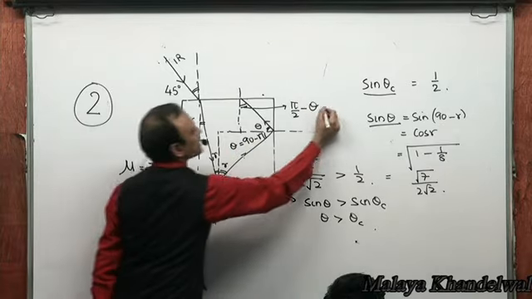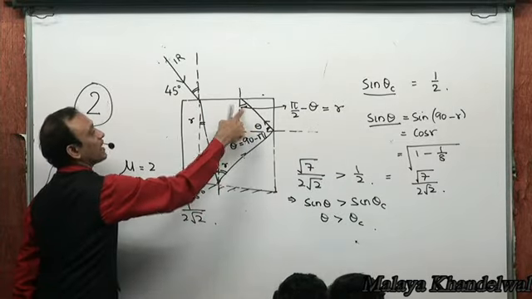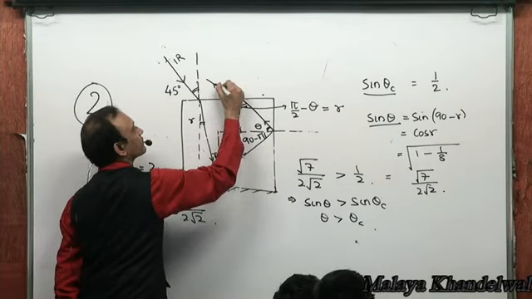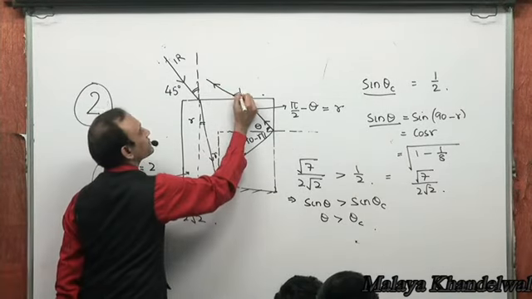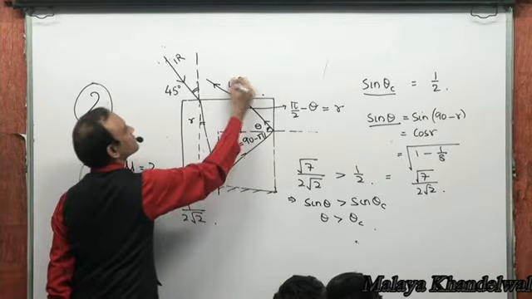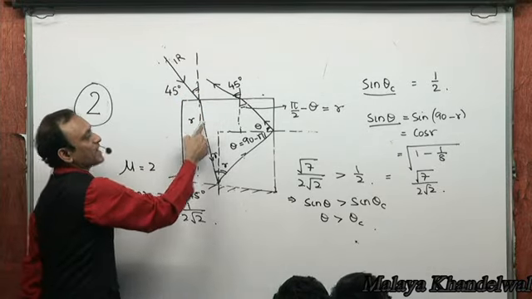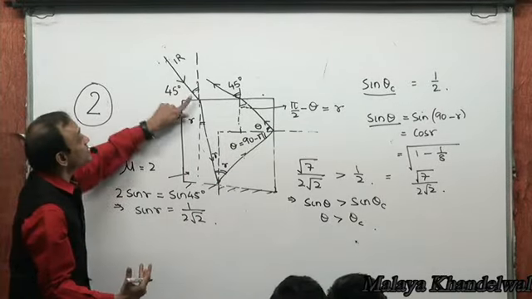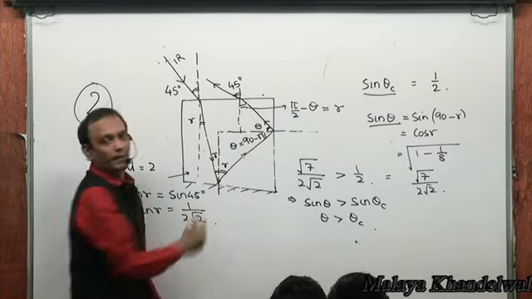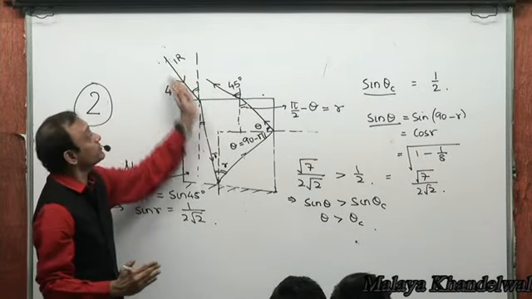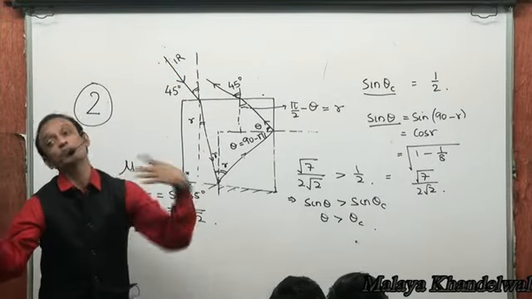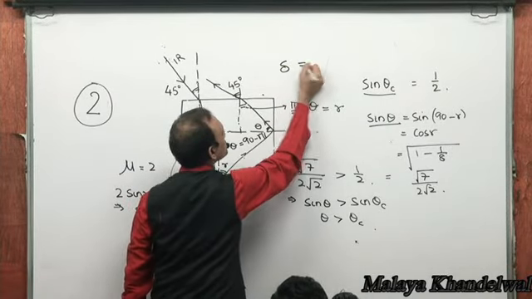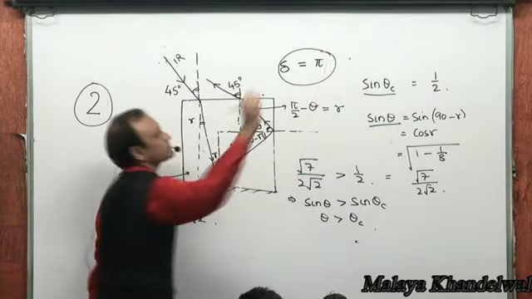But 90 minus theta is r. So if this angle is r, then to preserve the mu, it will get refracted at 45 degrees, isn't it? If this is r, this has to be 45. Snell's law, right? That means the incident ray and emergent ray are parallel to each other. If they are parallel, deviation is 180 degrees. So total deviation produced is pi radians or 180 degrees.